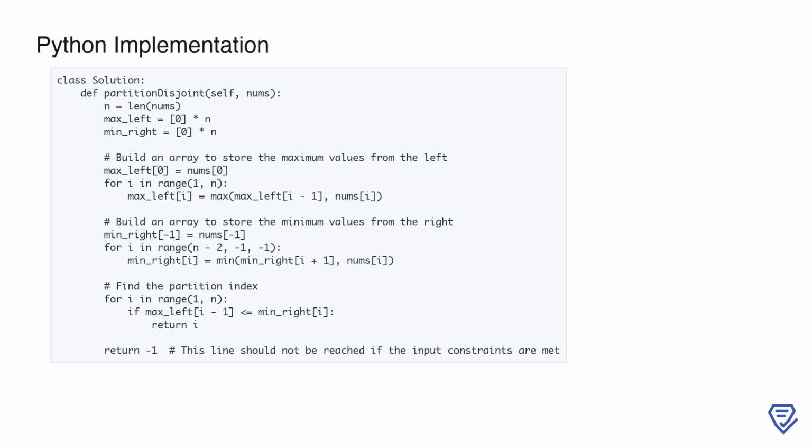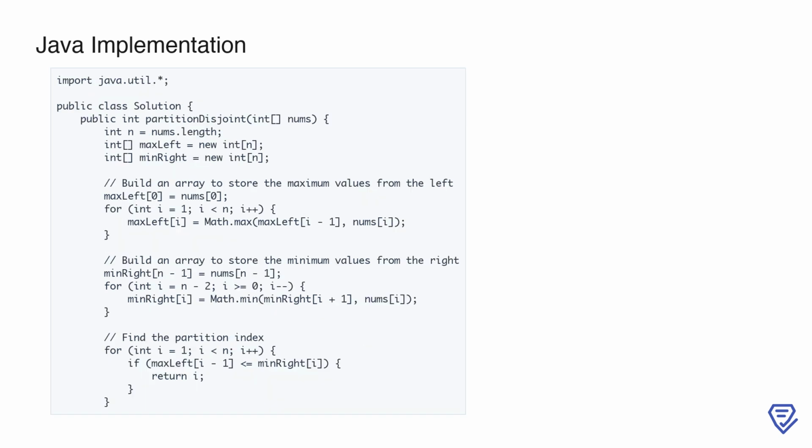Here, we start by importing necessary utilities and defining our solution class with the method partition disjoint. The input is an integer array nums, and our goal is to find the smallest index at which the array can be split into 2 disjoint subarrays. To achieve this, we use 2 auxiliary arrays, max_left and min_right. The max_left array keeps track of the maximum value encountered from the left up to each index, while min_right keeps track of the minimum value encountered from the right.